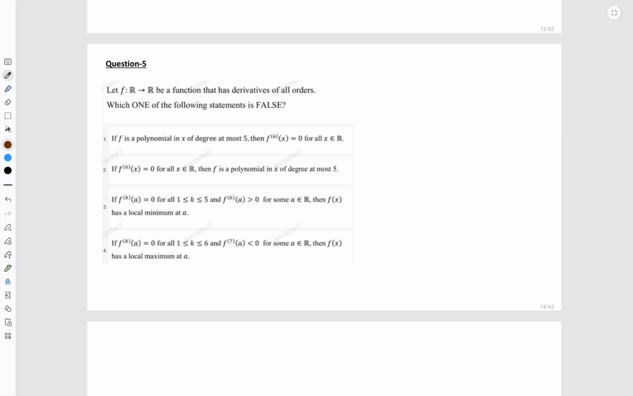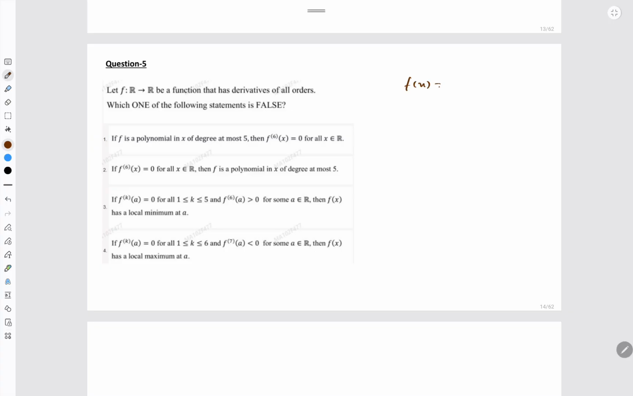So question 5 is saying that f is a real valued function from R to R such that the derivative of all order exists. So we have to see which option is false, right? Now if you think of such a function, there can be infinite functions, right?